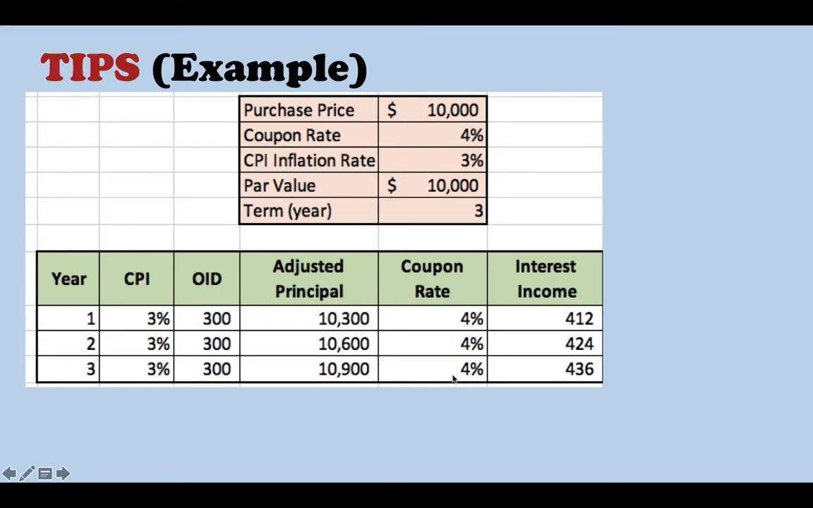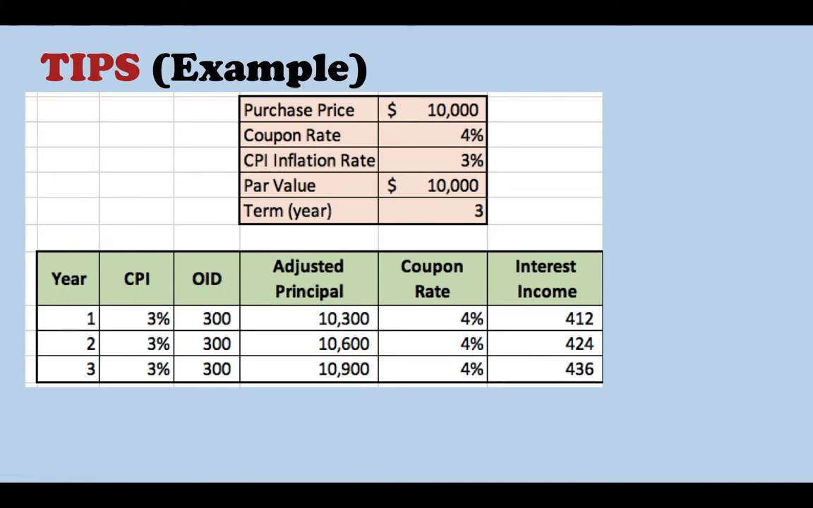And how about your interest income? Your interest income is 4%, not on the original par value. Now the 4% is on your adjusted principal. So the first year, 4% times the adjusted principal gives you interest income of $412. On the second year, 4% times the adjusted principal gives you $424. The third year gives you $436.